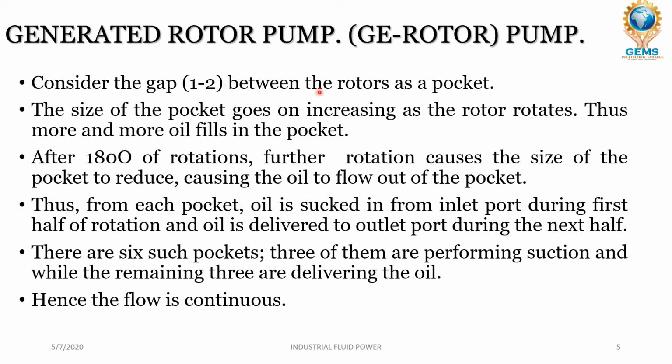Consider the gap between the rotors as a packet. The size of the packet goes on increasing as the rotor rotates. Thus, more and more oil fills in the packet. After 180 degrees of rotation, further rotation causes the size of the packet to reduce, causing the oil to flow out of the packet. Thus, from each packet, oil is sucked in from the inlet port during the first half of rotation and delivered to the outlet port during the next half. There are 6 such packets. 3 of them are performing suction while the remaining 3 are delivering the oil. Hence the flow is continuous.